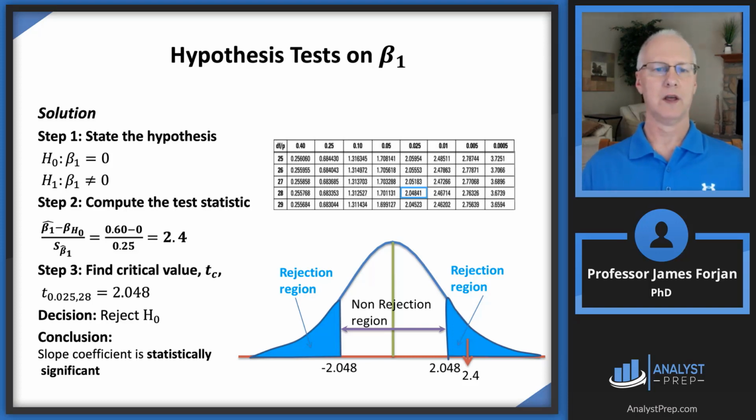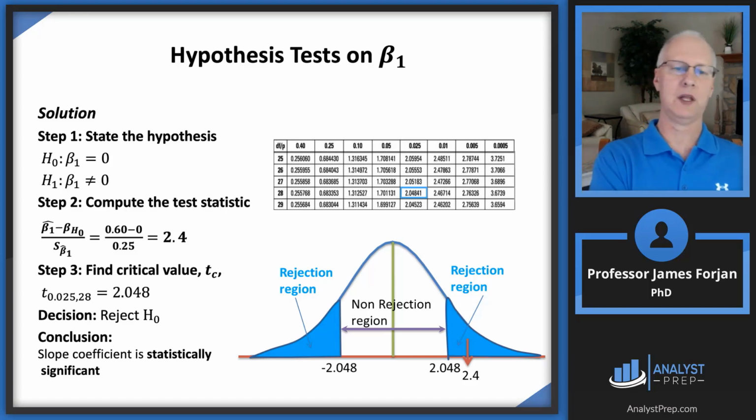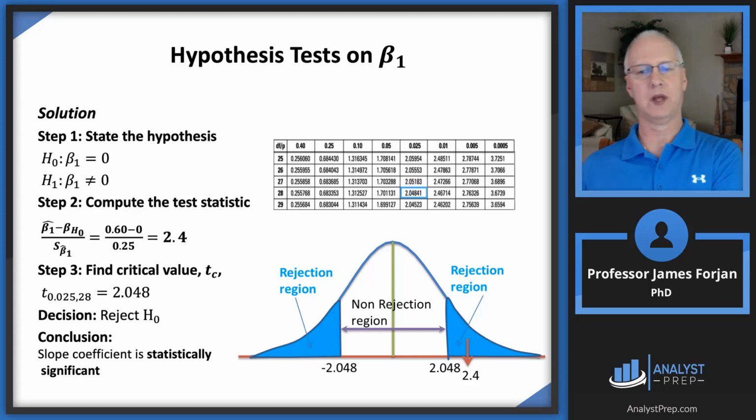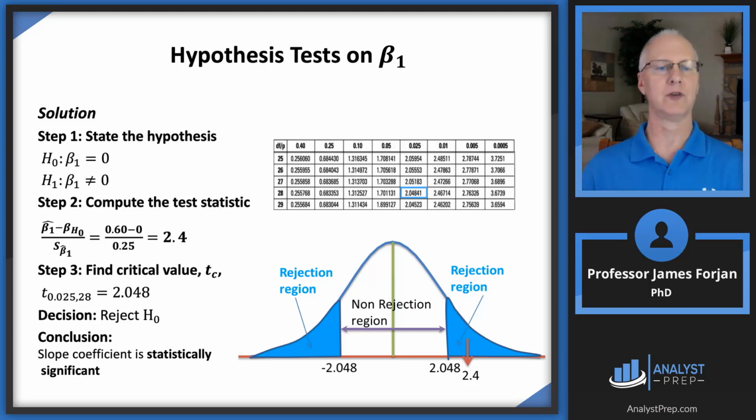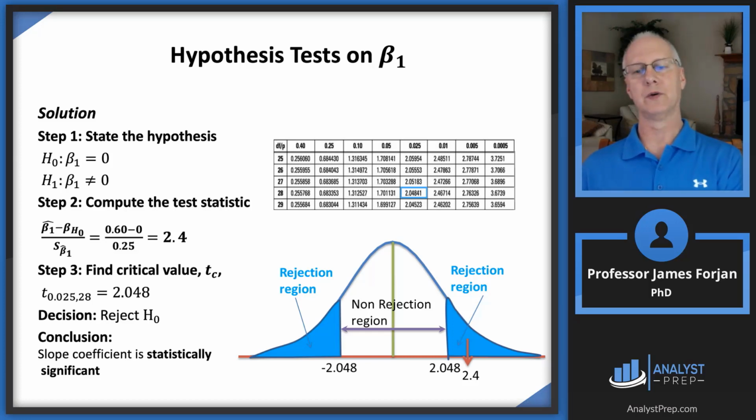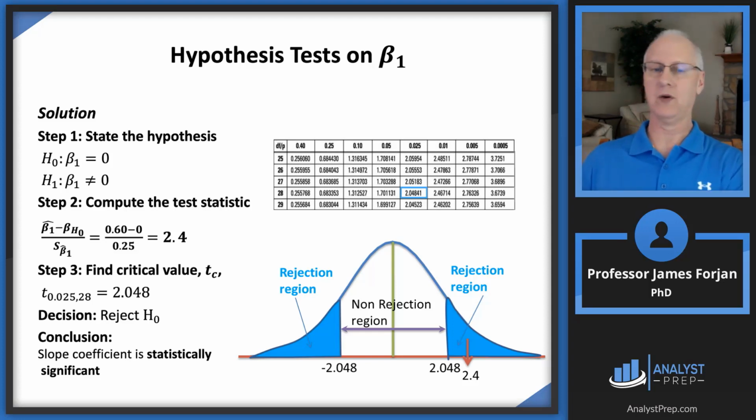We're going to do 95%, so we're going to put 2.5% in the left and 2.5% in the right tails. We look up 28 degrees of freedom, and we get a critical value of 2.048. So note the green line going down the middle of the bell-shaped curve. That thing is going to be 0, so we put that all the way out there to 2.048. Our test statistic lies to the right of that. All right, so what do we do? We reject the null hypothesis, and we say that the slope coefficient is statistically significant.